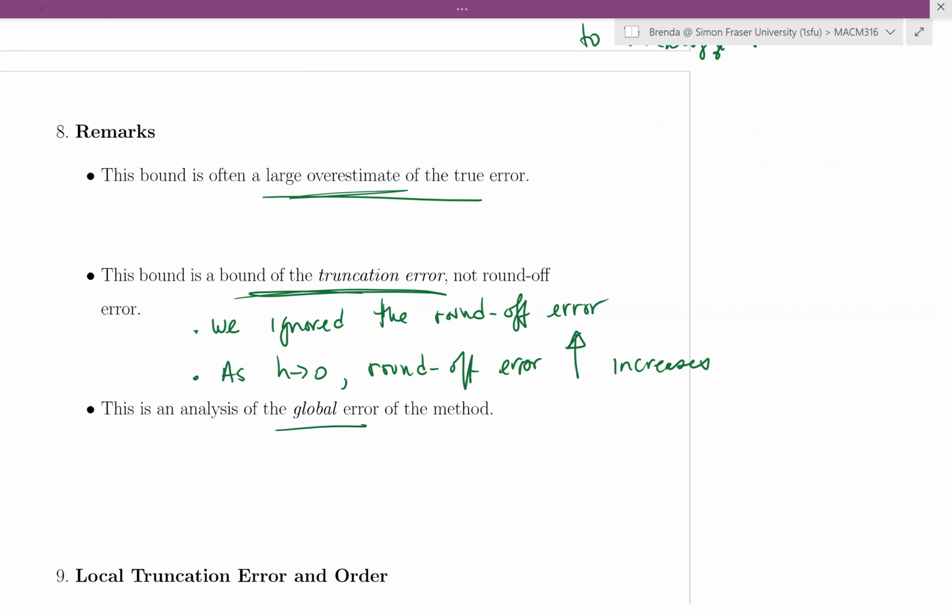We talked about the global error of the method. This was over the whole range. That's often not possible, given the complexity of the numeric method. So you will see in the next class the local error, where we try to estimate the error just close by where you're at.